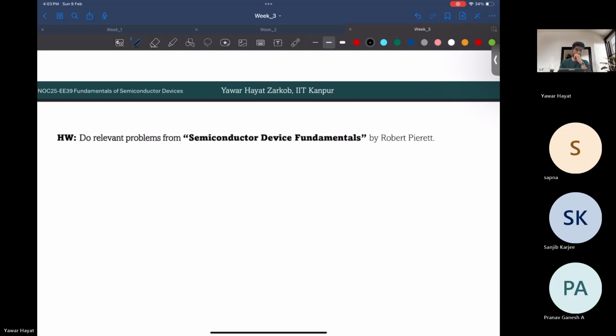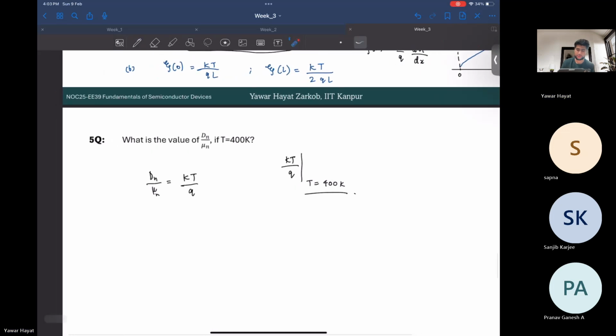And after that, I'll leave homework for you. You'll solve relevant problems from Semiconductor Device Fundamentals by Robert Pierret. Whatever content is taught by the instructor, you'll find the relevant solved and unsolved problems in Pierret and then proceed to solve them. And if you have any question, you can mail me the doubt regarding those problems. Is it fine? And also compute this. Do let me know what the answer is in the next session.